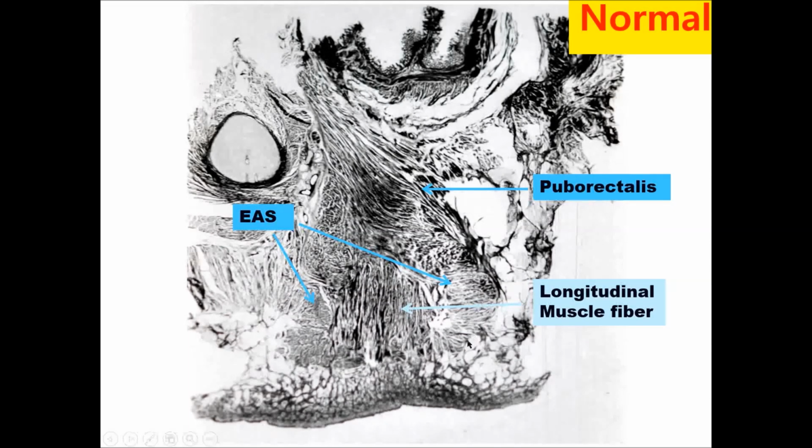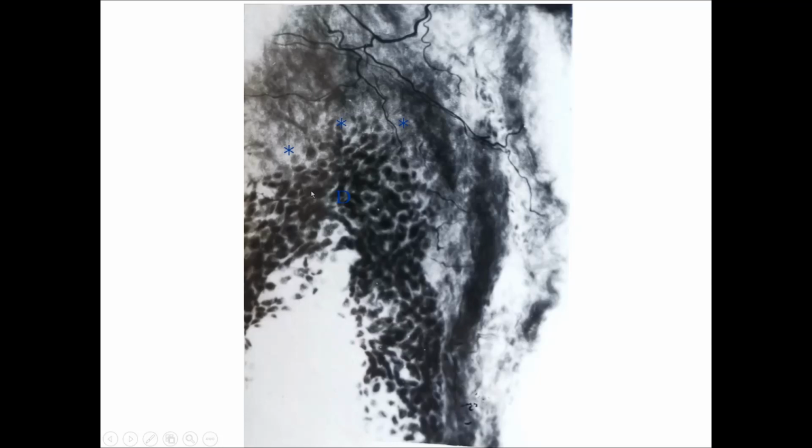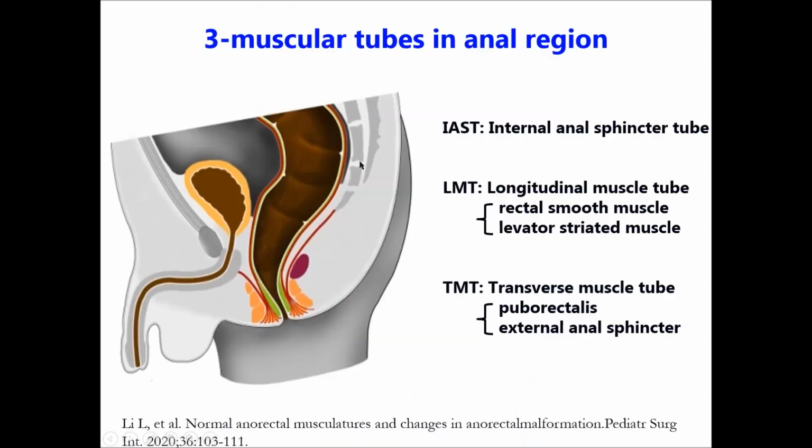This is the external anal sphincter, with the longitudinal muscle fibers surrounded by the transverse striated muscle. So in the perianal skin, you can see the longitudinal muscle ended at the epidermal layer of the perianal skin. At the end of the longitudinal muscle fibers, you can see there are plenty of sensory nerve endings. So in summary, in normal, there are three muscular tubes in the anal region.